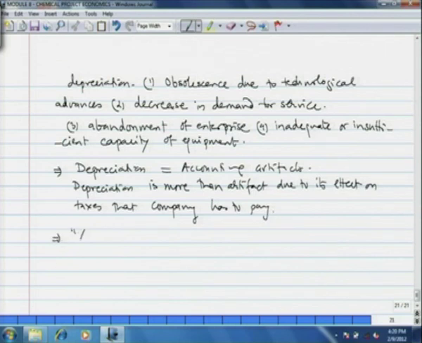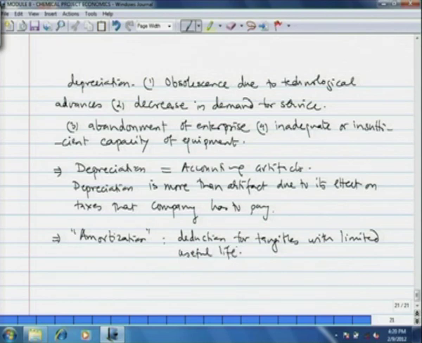Now, in some cases amortization is the word that is used in case of depreciation. Amortization means deduction for intangibles with limited useful life. And thus, patents and copyrights are also included in the depreciation, or patents and copyrights are the amortizable entities.